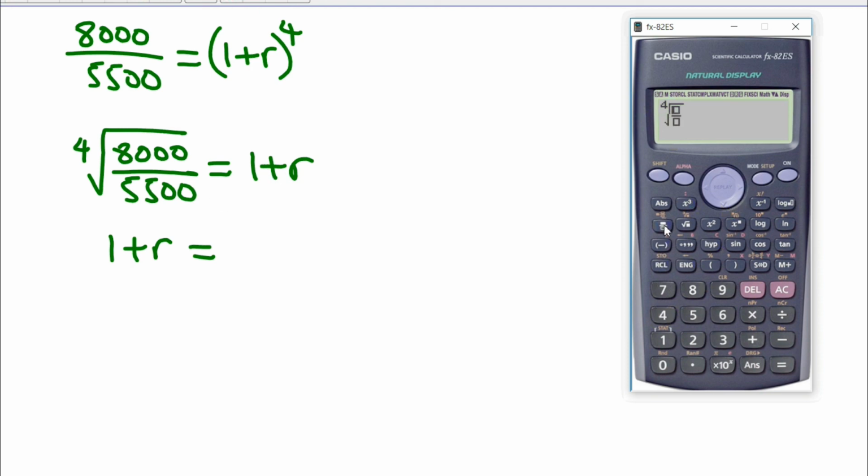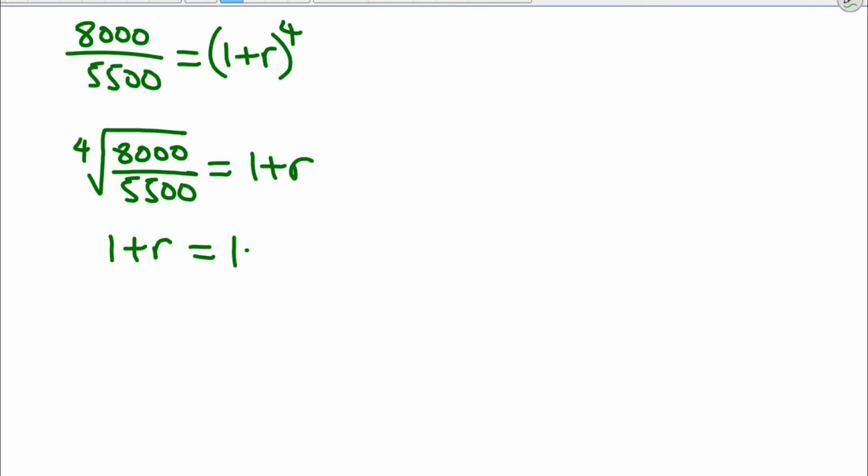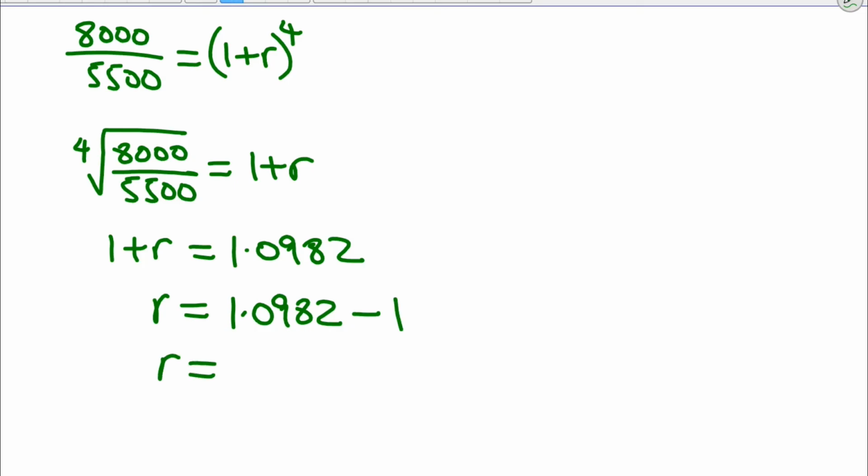So what we have is a fraction. You can use the fraction button. So 8,000 divided by 5,500. And what you get is 1.0982. So 1.0982, which means R will be equal to 1.0982 minus 1, which will be equal to 0.0982, and that is the same as 9.82%.